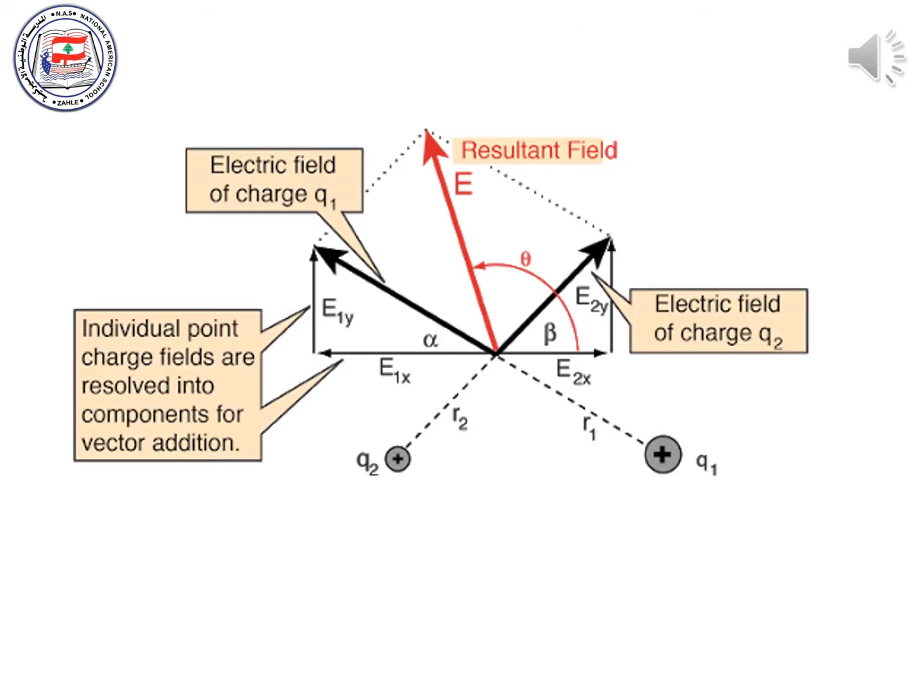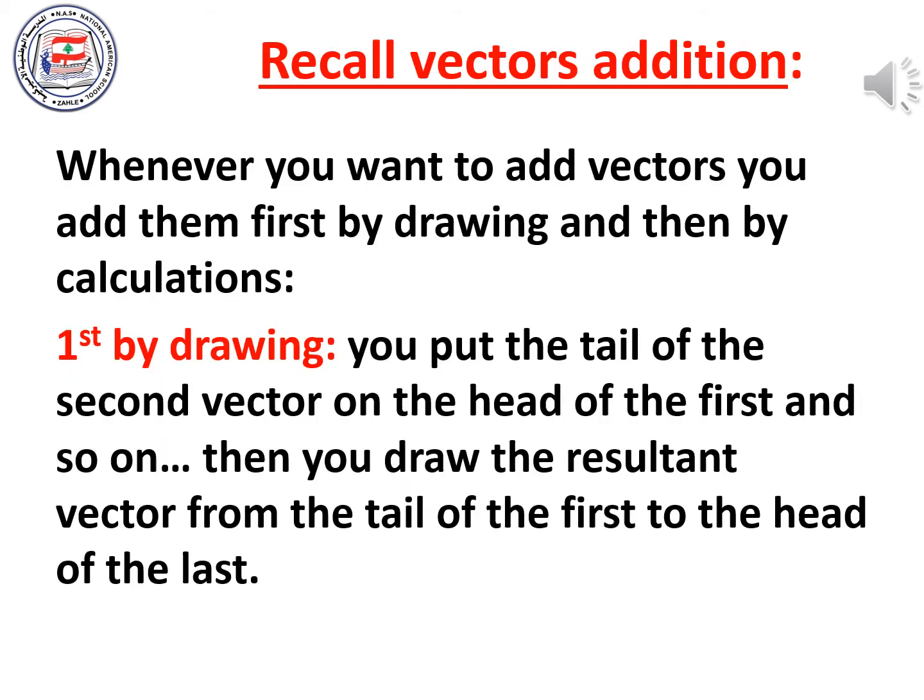Now look at the figure in front of you. In this figure, we can see two charges, Q1 and Q2. So we have an electric field due to charge 1, and we have an electric field due to charge 2. These fields are represented as vectors in black. These fields can be combined in order to find the total electric field due to both charges, which is the vector represented in red. So recall vectors addition.